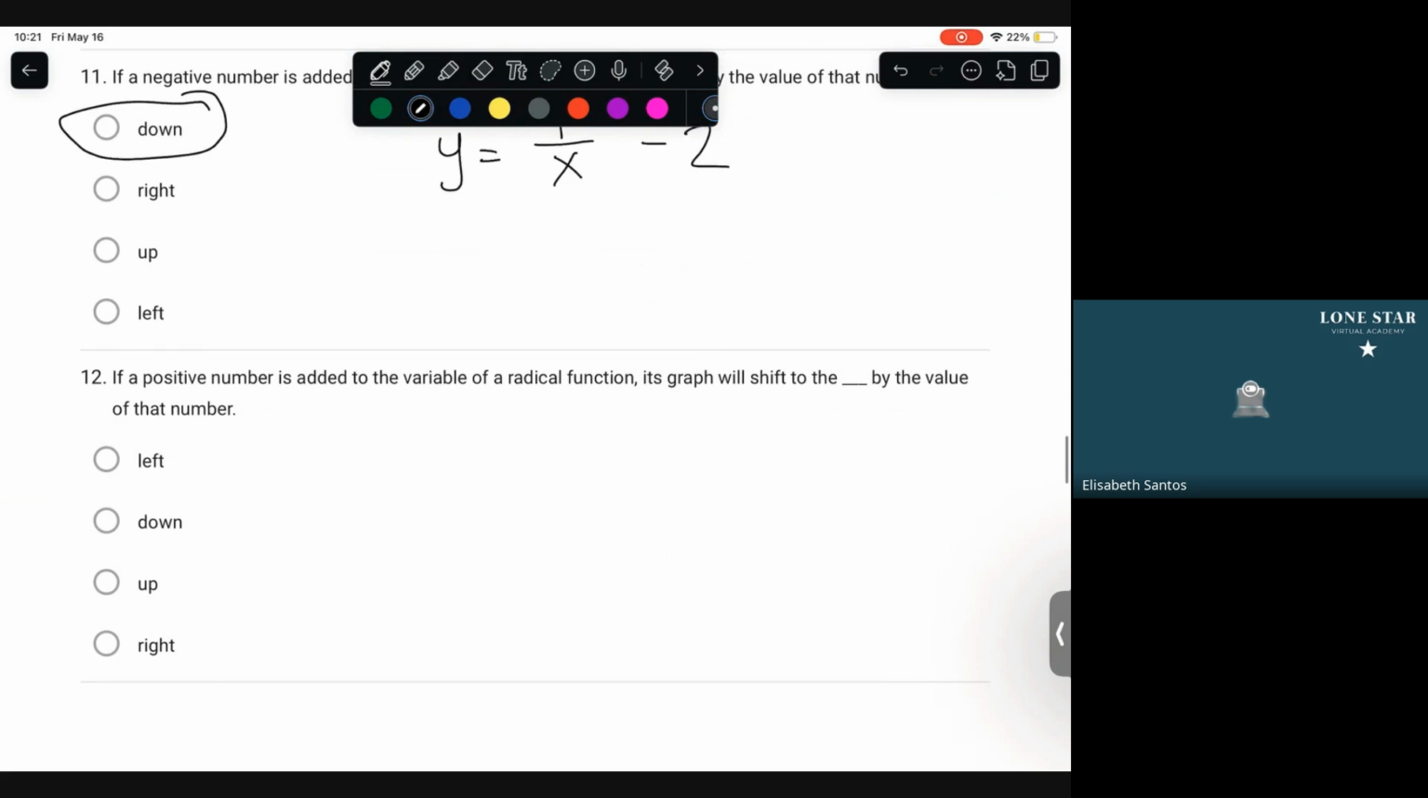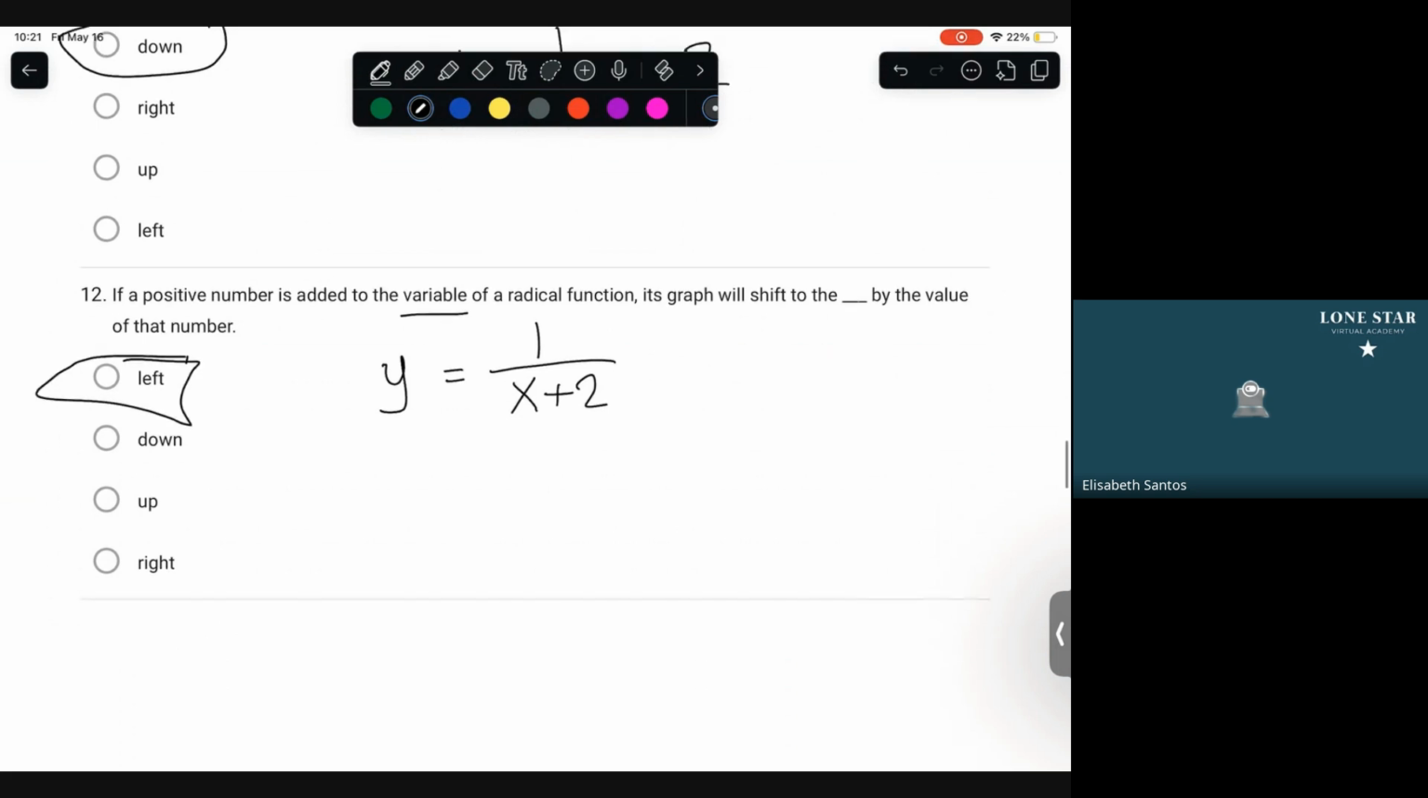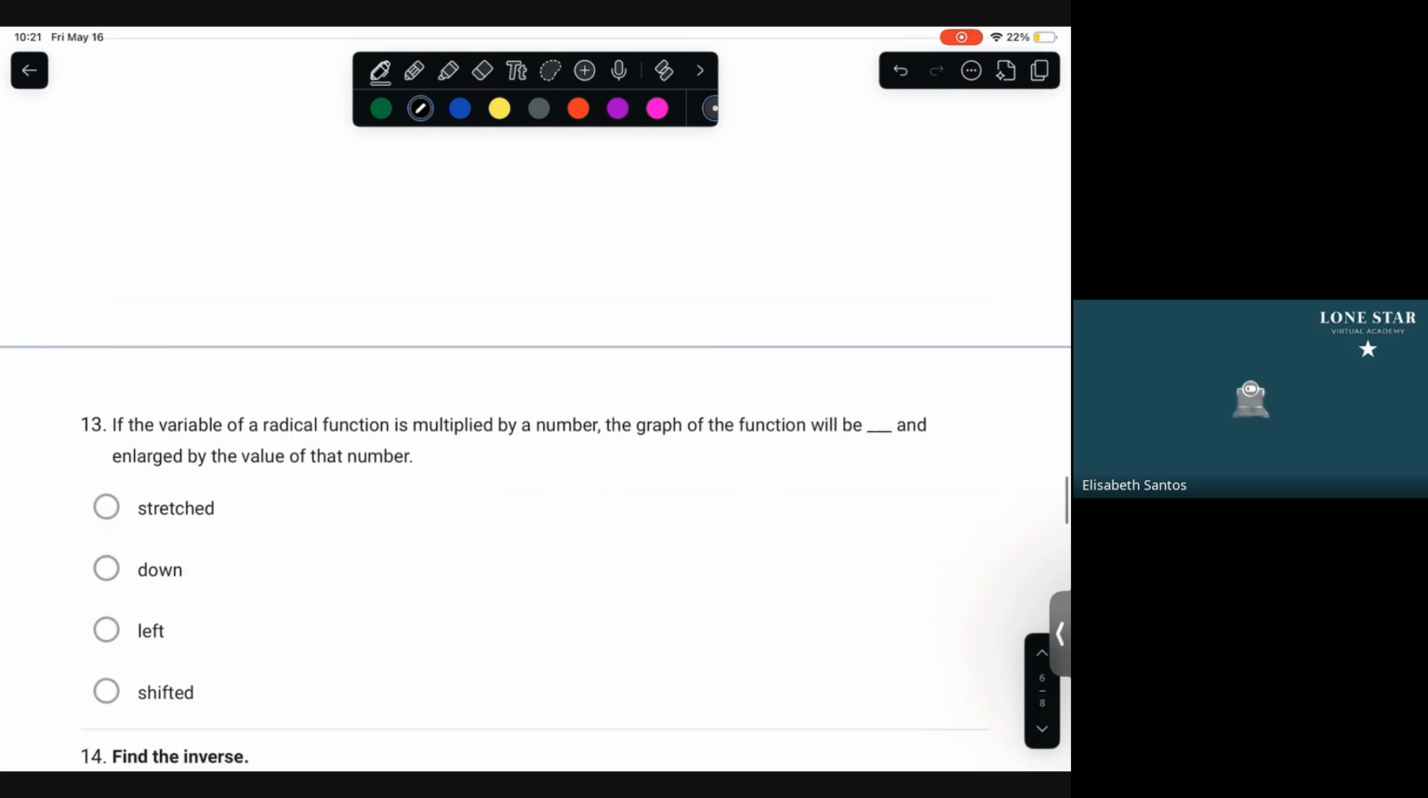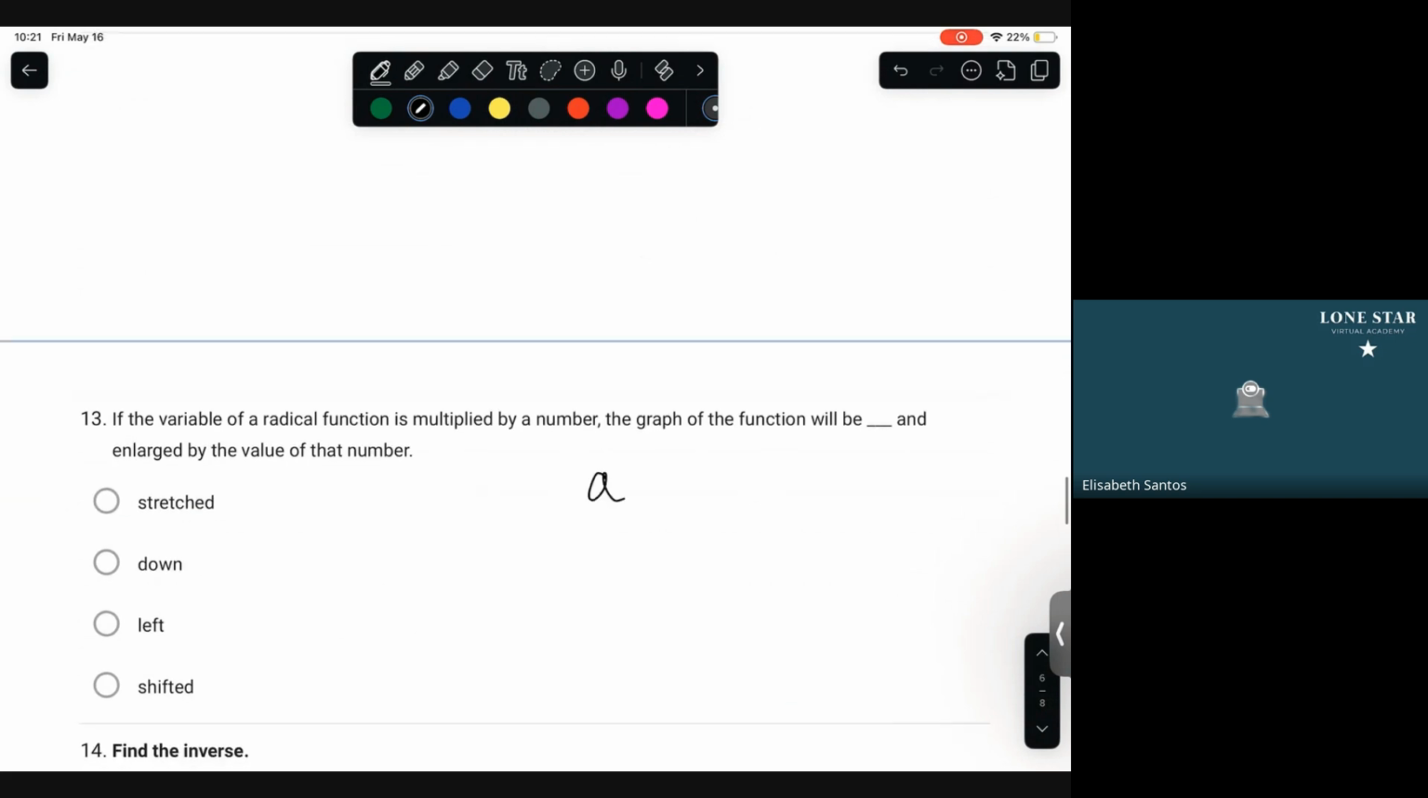And then it's asking if a positive number is added to the variable. So where's the variable in the denominator? So if it's added, what direction are we going? We're going to the left. And then if it's multiplied, that means that's our A up here. Those are either vertical stretch, and that would be stretch.